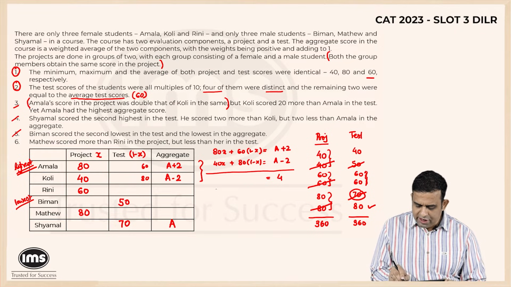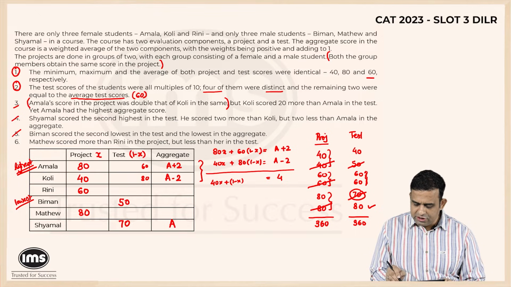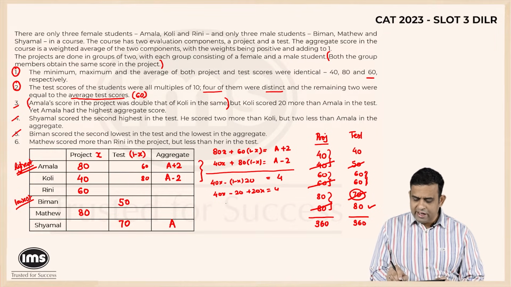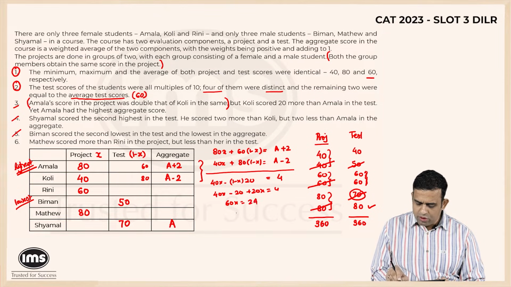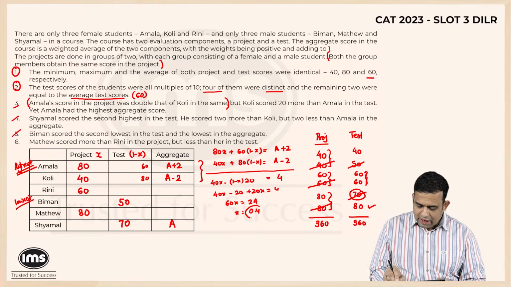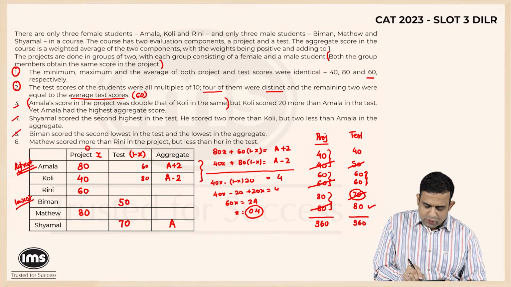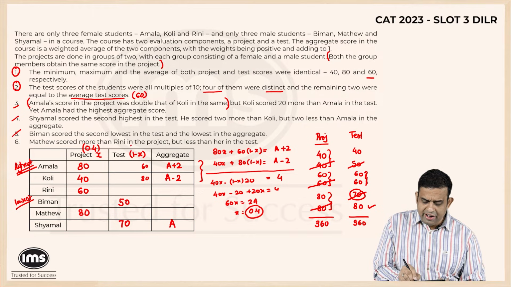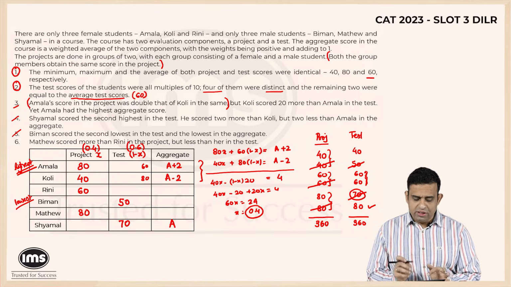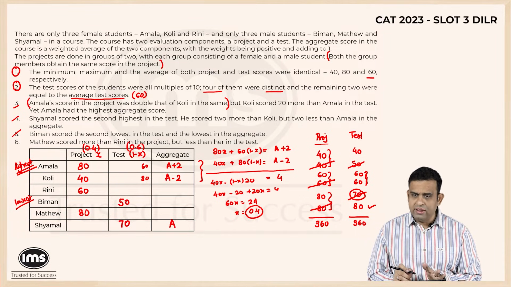80x minus 40x gives you 40x. I can take 1 minus x common, and then I get 60 minus 80, which is negative 20. So this becomes minus 20. Let's open this: 40x minus 20 plus 20x is equal to 4. So one will get 60x equal to 24. X becomes equal to 24 upon 60, or one can say 0.4. That means the weight given to the project work is 0.4, which would mean the weight given to the test score is 0.6. So at this moment, we have got the weightage given to the project and the test.